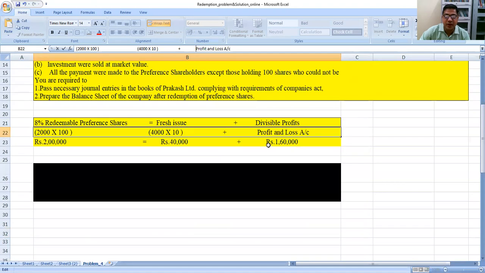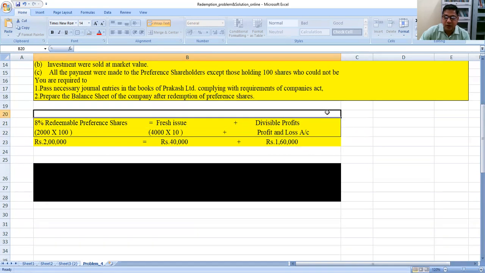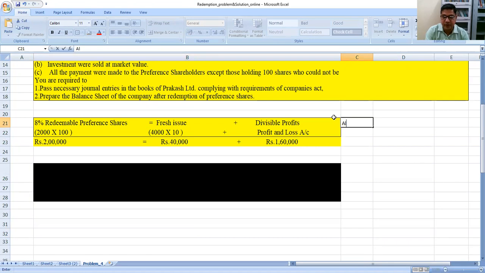त्यातून आपण 1,60,000 घेतले and this particular amount we will use for the redemption. Whenever we use divisible profit, this divisible profit is always transferred to CRR account. ज्यावेळेस डिव्हिजिबल प्रॉफिट आपण रिडम्पशन साठी यूज करतो तर ते डिव्हिजिबल प्रॉफिट आपण कुठे ट्रान्सफर करतो? CRR अकाउंटला. CRR अकाउंट मीन्स कॅपिटल रिडम्पशन रिझर्व अकाउंट.